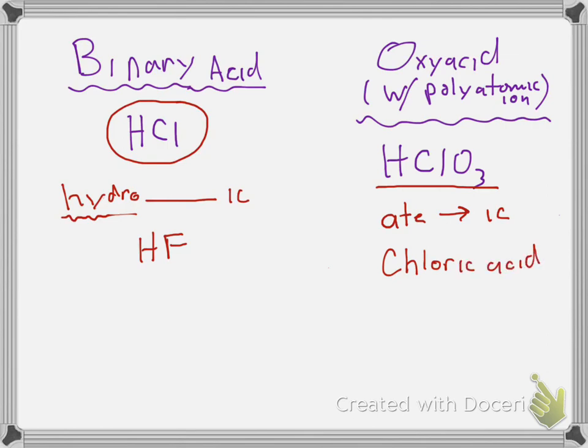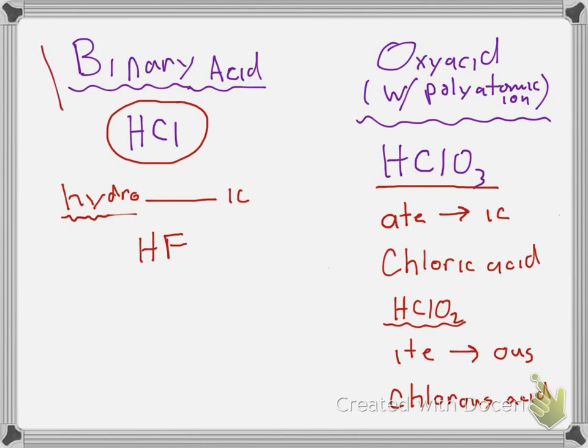But what if it does not end in ate? Well, for example, this right here is not chlorate, this is chlorite. And if it ends in ite, you change it to ous. So this happens to have chlorite in it, and you take the ite and change it to ous. Chlorous acid. So, pretty straightforward.